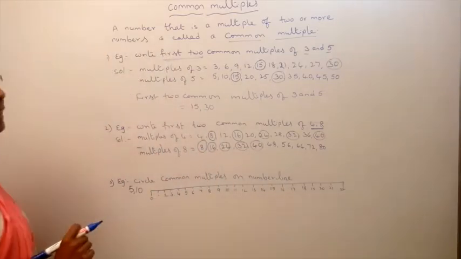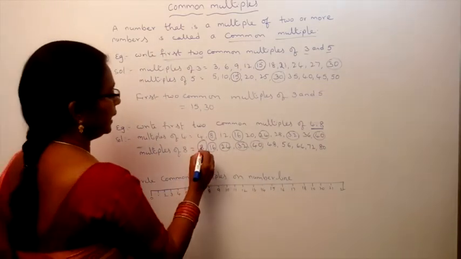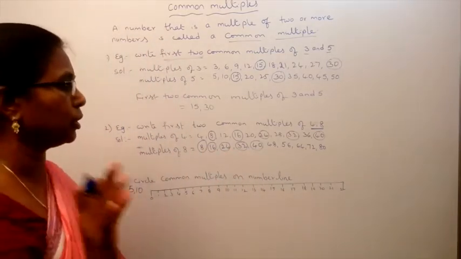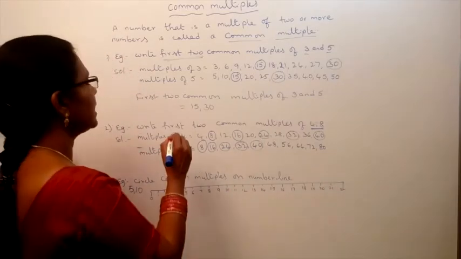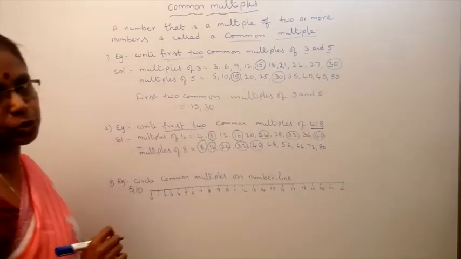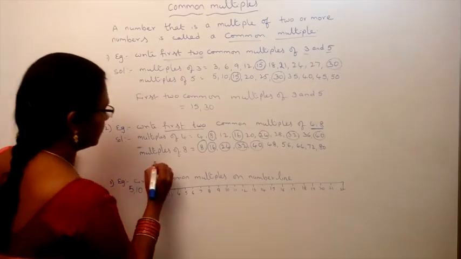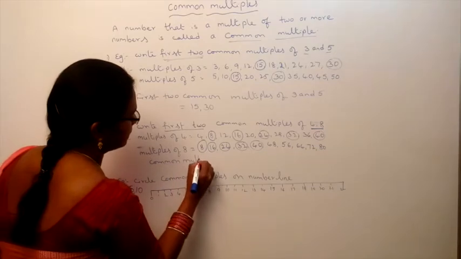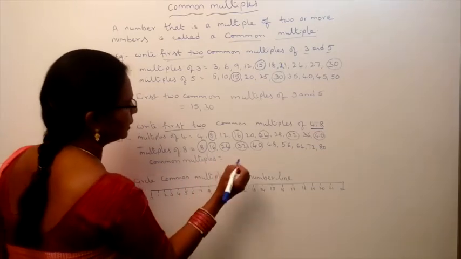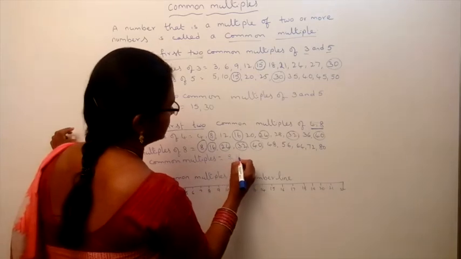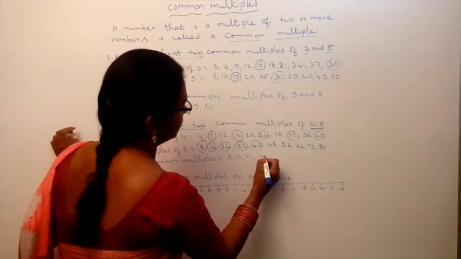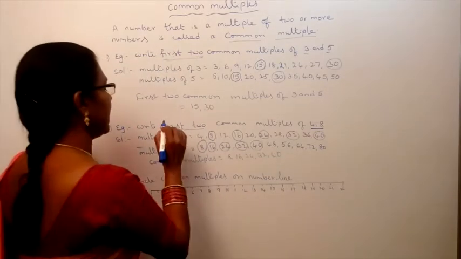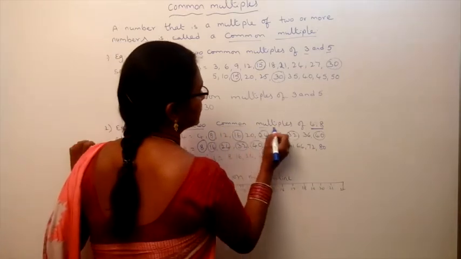Now we wrote 5 common multiples. What are those? 8, 16, 24, 32, 40. These all are 5 common multiples of 4 and 8. But how many did he ask? Only first 2 common multiples he asked. Then what are those? Common multiples: 8, 16, 24, 32, 40. But we required only 2 because they asked first 2 common multiples.